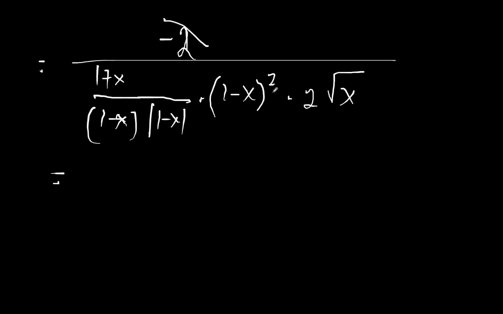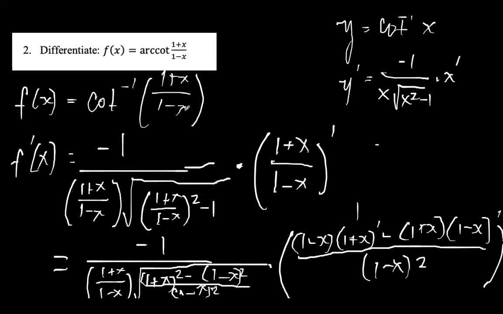Okay, let's simplify again. I can cancel this out, so this becomes negative 1. So negative 1 over, and I can cancel this and this. Oh my God, I forgot. Now this is wrong. I was thinking of a cosecant. This is cotangent.